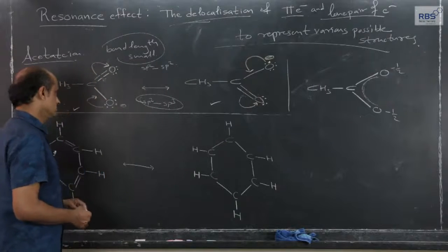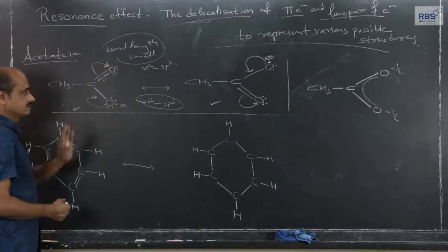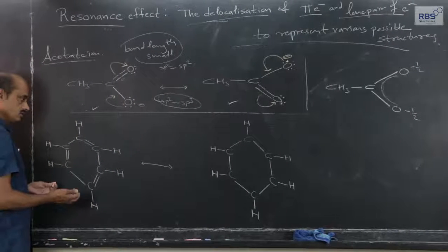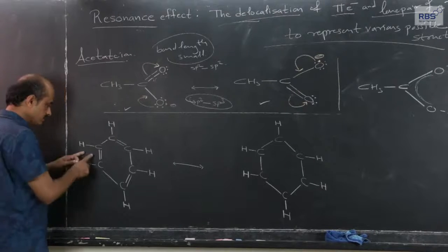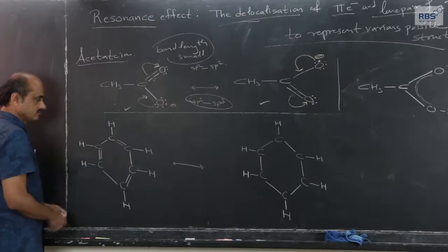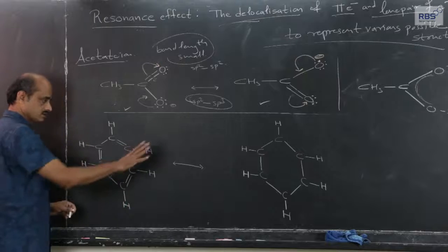After considering the example of the acetate ion, now let us switch over to benzene, a very simple example. I have written already the structure of benzene, and on that side just the skeleton.